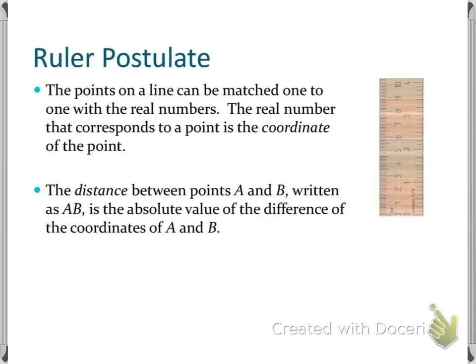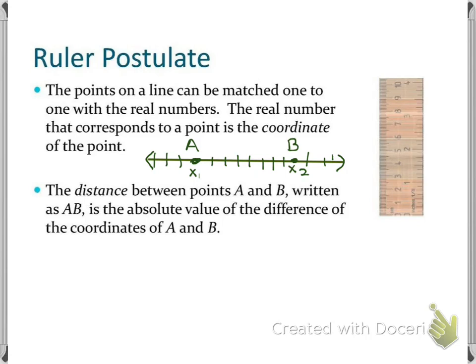So, our first postulate is the ruler postulate, and this allows us to measure with a ruler. And so it says the points on a line can be matched one-to-one with real numbers. The real number that corresponds to a point is the coordinate of the point. So if we think about having a line here, a number line, and let's say I have a couple points, A and B, and I was to take a ruler and set it down, I could give coordinates to those points. And just imagine two numbers there, whatever they are, 1 and 2, 5 and 7, whatever it may be. So I would use those coordinates to label it. And even if it was a number line, like you've seen in other math classes, I could give some value to it. And that's what the ruler postulate lets us do.